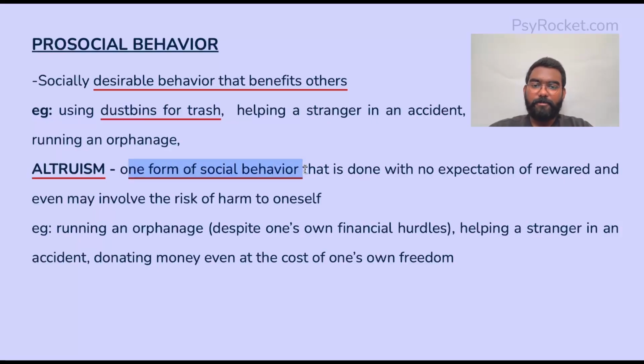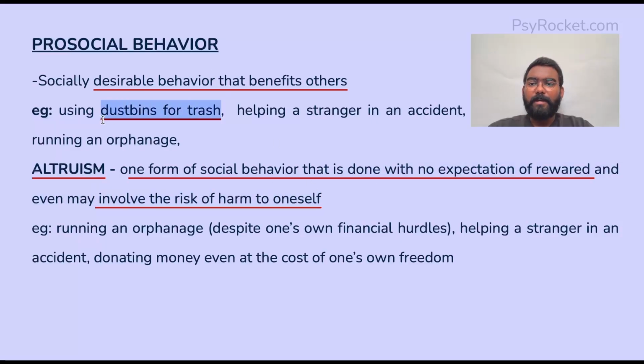Altruism is one form of social behavior, but that is done with no expectations of reward and may even involve the risk of harm to oneself. For example, the use of dustbins for trash is a prosocial behavior, but it will not come under altruism. Why? Because you're doing so because the government mandates you to do so.